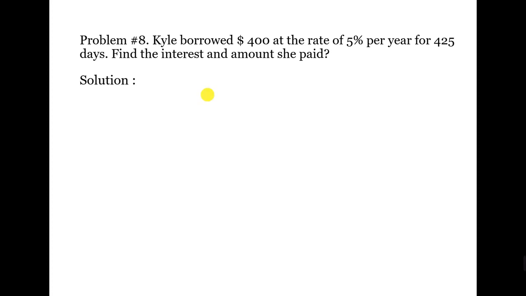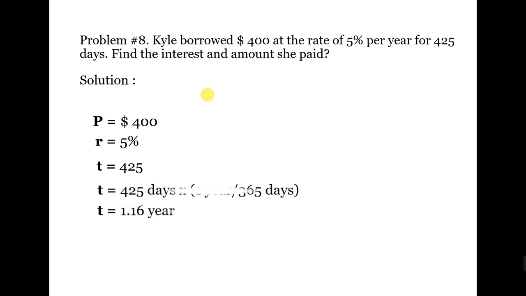For sample problem number 8, Kyle borrowed $400 at the rate of 5% per year for 425 days. Now the question is, find the interest and amount she paid. The given values here are $400 as the principal amount, the interest rate of 5% per year with a time frame of 425 days. The payment type here is per year. So we need to convert the days into the year. Therefore, it is equivalent to 1.16 years.